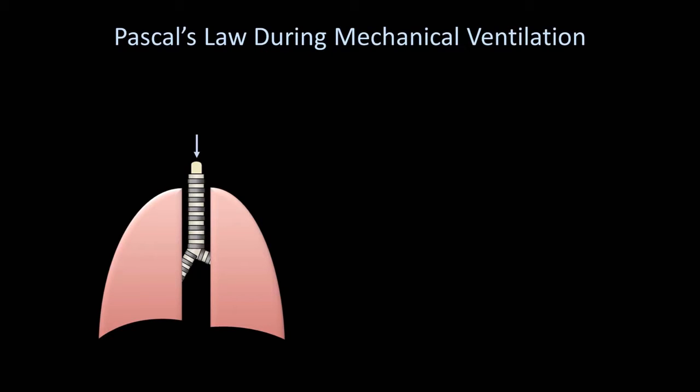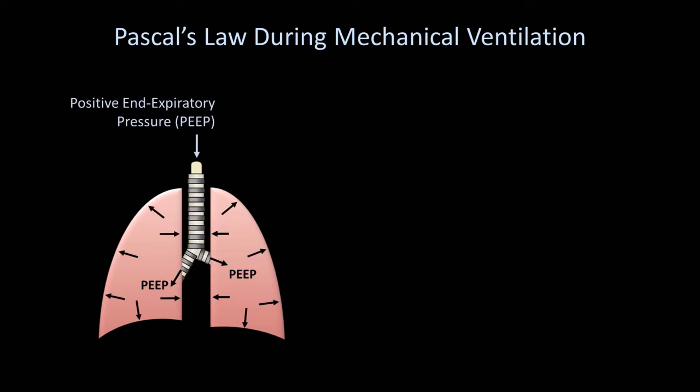The positive pressure that is present at the end of the expiration phase of the respiratory cycle is simply called positive end expiratory pressure, or PEEP. As a consequence of Pascal's law, this PEEP, which is typically a value of around 5 centimeters of water, is applied within the endotracheal tube and is transmitted equally through the right and left main bronchi, and through all the successive diminishing airway branches until it reaches the peripheral alveoli, all undiminished.